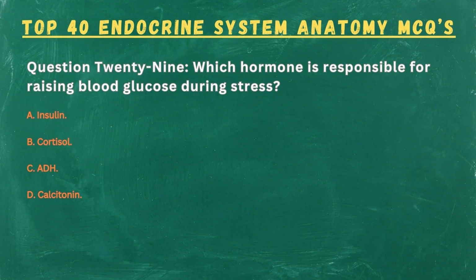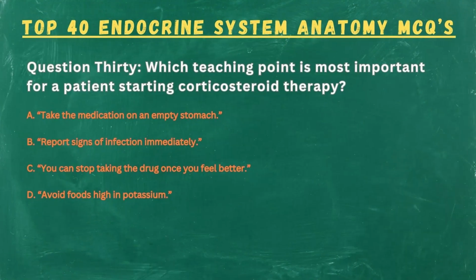Question 29. Which hormone is responsible for raising blood glucose during stress? A. Insulin. B. Cortisol. C. ADH. D. Calcitonin. Answer: B. Cortisol.